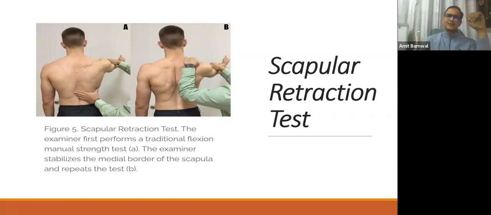We test in three or four ways: free of fall, with assistance, and with resistance as well. We see whether the pain increases with resistance and whether it decreases with assistance. Any findings we get, like it increases with resistance or decreases with assistance, then we can say that yes, the scapular retraction test is positive.